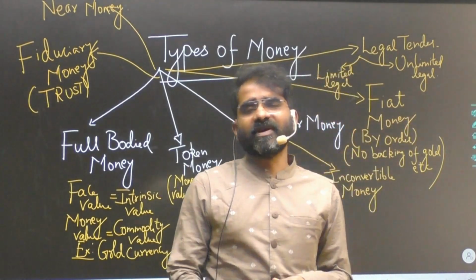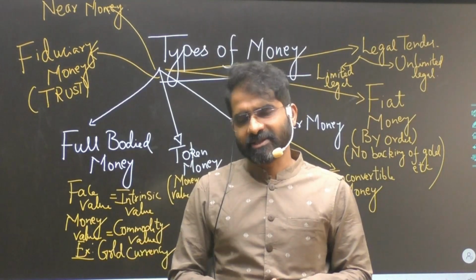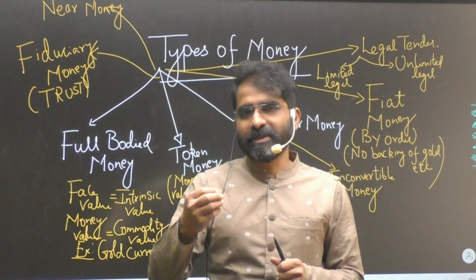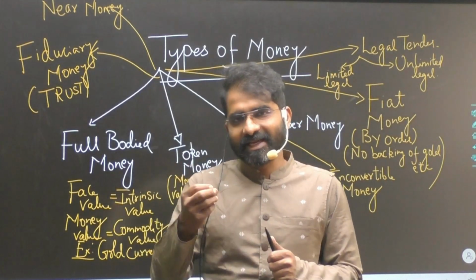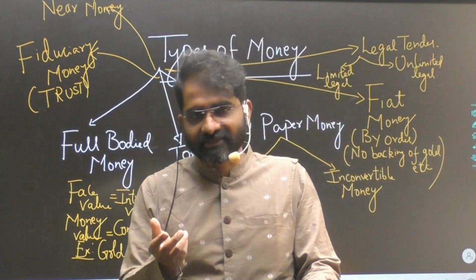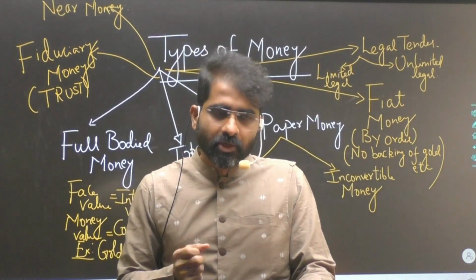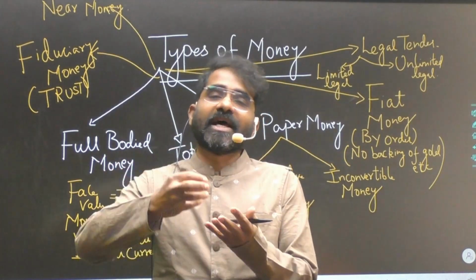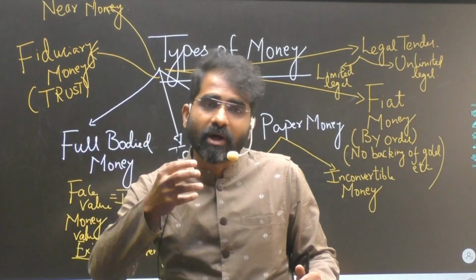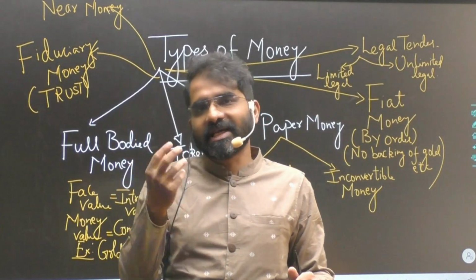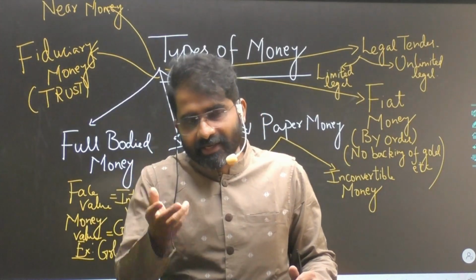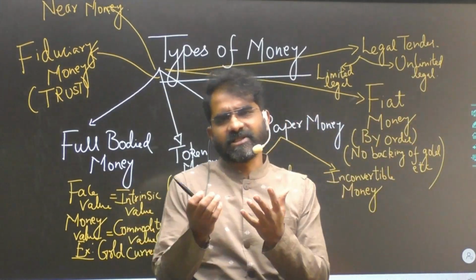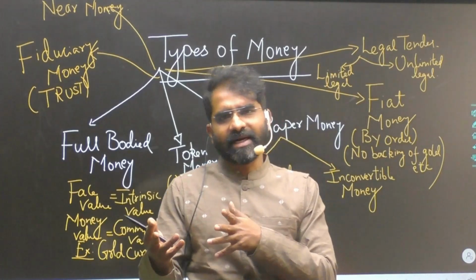Now, when I use the words limited and unlimited legal tender, generally coins are seen as limited legal tenders because people can reject them beyond a point. For example, 50 paisa coins. If beyond 10 rupees they are not accepting 50 paisa coins, you can't call them unlimited legal tenders. They are legal, but limited legal tenders. But notes and all are unlimited legal tenders. That is the basic difference between a limited and unlimited legal tender.